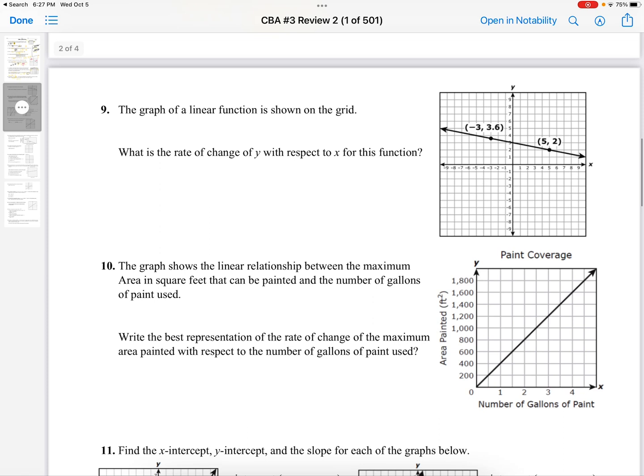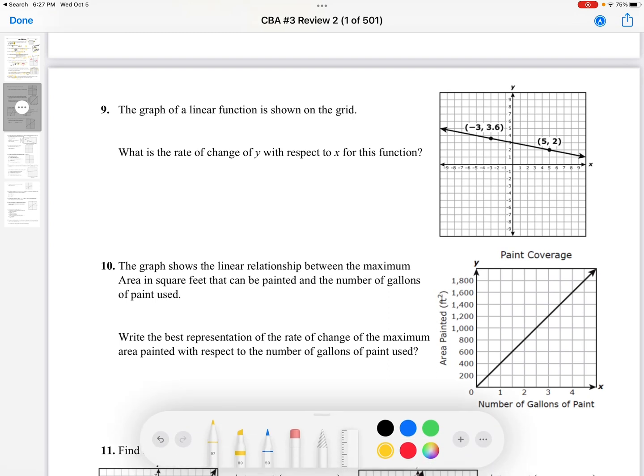Moving on to number 9. It says a lot, but we're looking at the graph over here on the right. And particularly, we're looking for the rate of change. So we have our 2 points. Let's put it in a table. So that's -3, 3.6, 5, 2. And remember, find your change in y and divide it by your change in x. So this becomes -1.6 divided by 8. When we simplify it in our calculator, it's going to give us -1/5. That is our rate of change or slope.